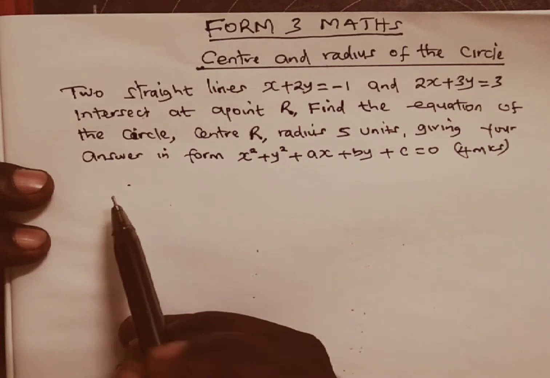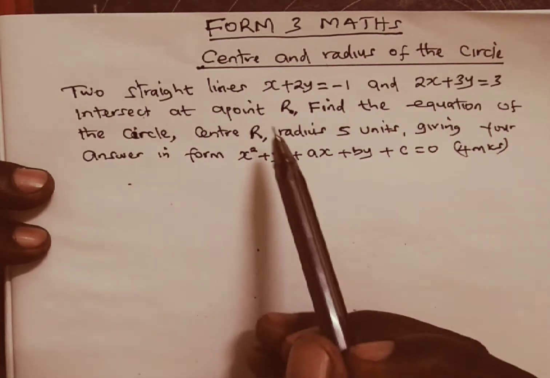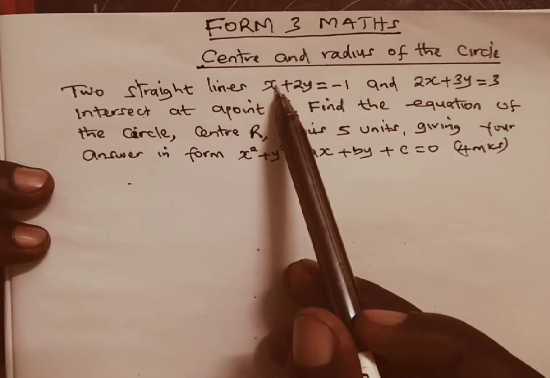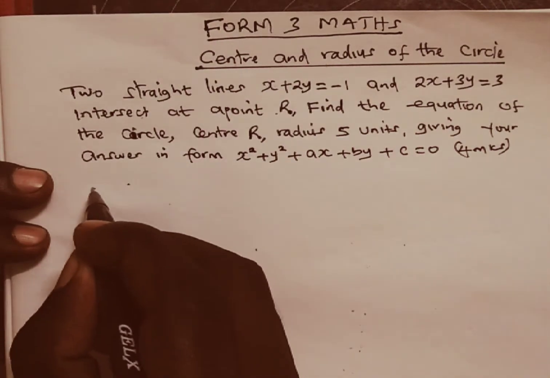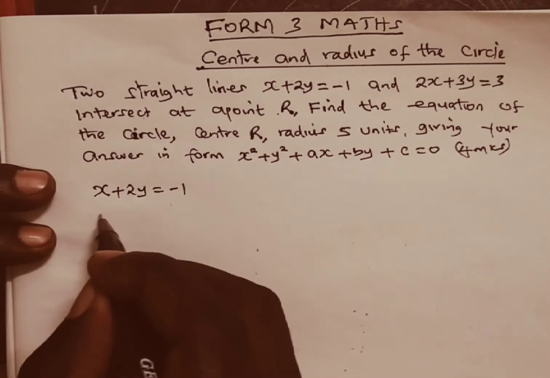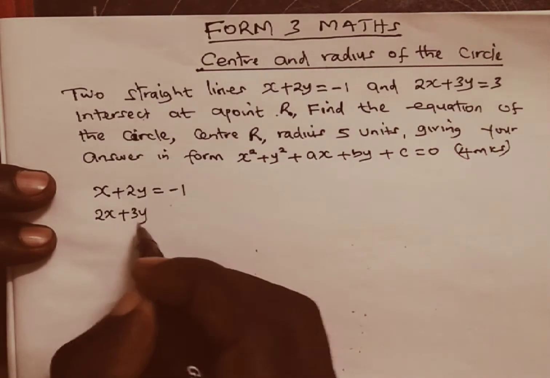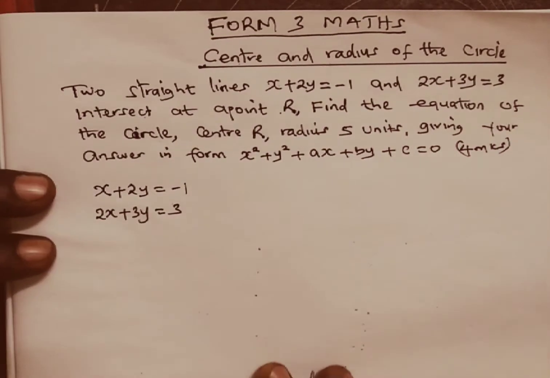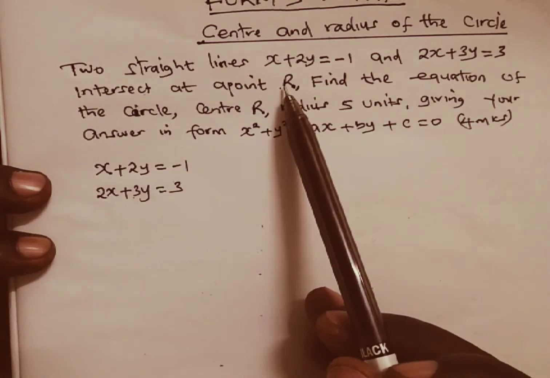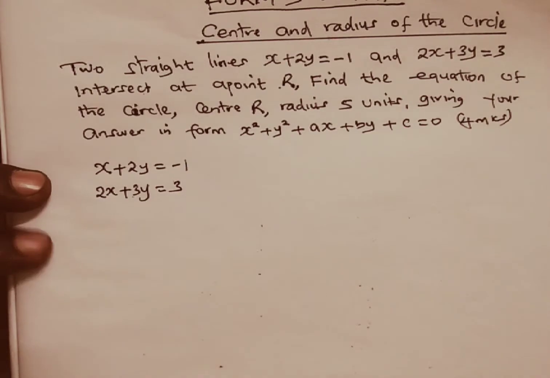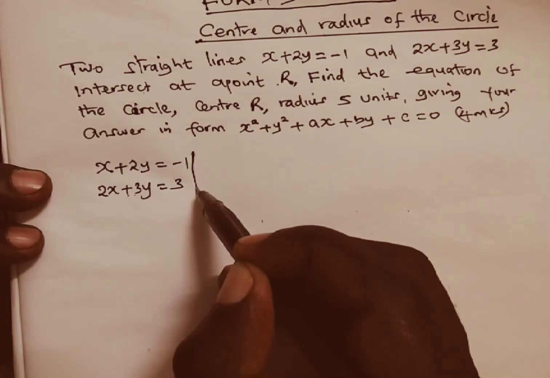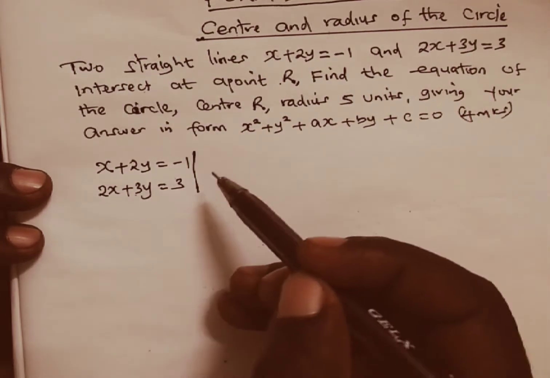The first thing we are supposed to do is to find the center of the circle, and for us to get the center of the circle denoted by point R, we need to take the two equations. That is, equation 1 is x plus 2y is equal to -1 and equation 2 is 2x plus 3y is equal to +3. So we are going to use the two equations to get the center, or the point where the two lines intersect. For us to find the values of x and y, which will be the center of the circle, we are going to use elimination.